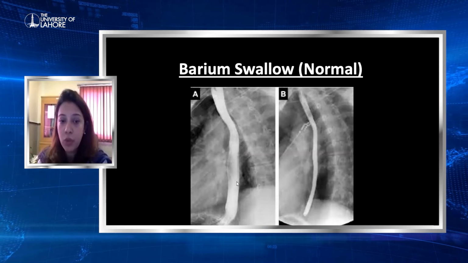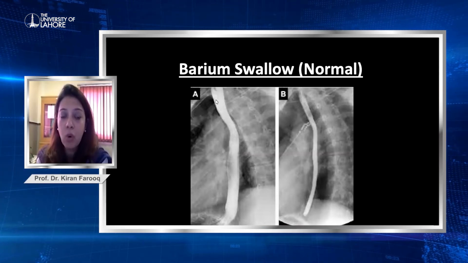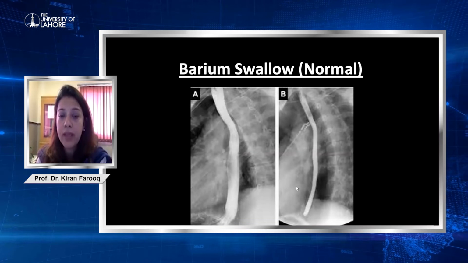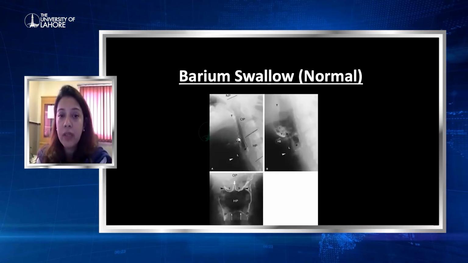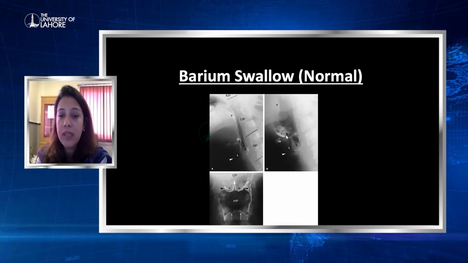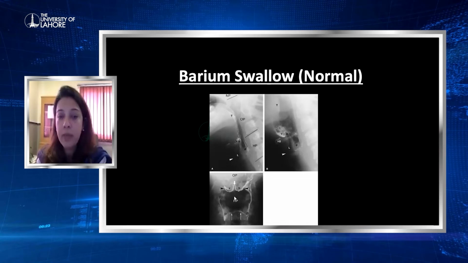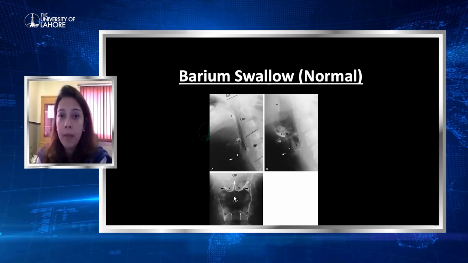This whole white tube is the normal esophagus, the thoracic esophagus. This is the cervical esophagus. It is a lateral view. You can see the valleculae, and you see the piriform fossae here. This is the epiglottis. So this is how you do a barium swallow.